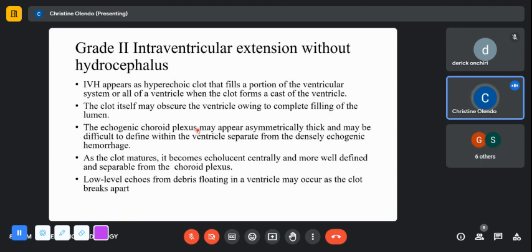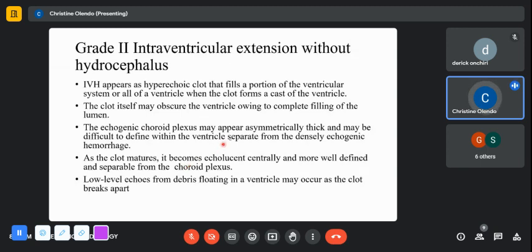Grade 2, you have intraventricular extension without hydrocephalus. So the intraventricular hemorrhage may appear as a hyperechoic clot that fills a portion of the ventricular system, or the whole ventricle can form a clot. So you can have a clot within the ventricle, encasing the whole ventricle.